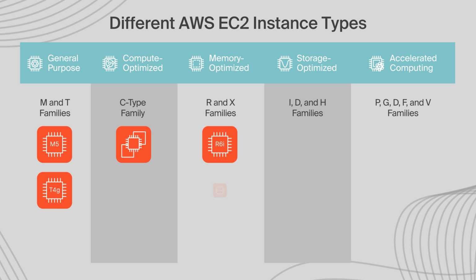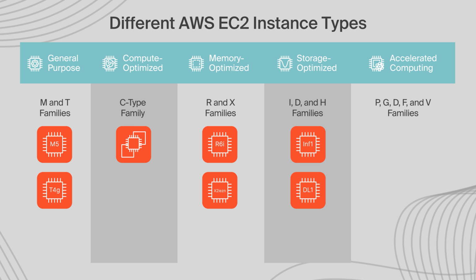If your application eats RAM, memory-optimized instances like the R and X series are the way to go. Think in-memory databases and big data processing. For workloads that require high disk throughput, storage-optimized instances like the I and D series are your best bet. These are great for databases and analytics.